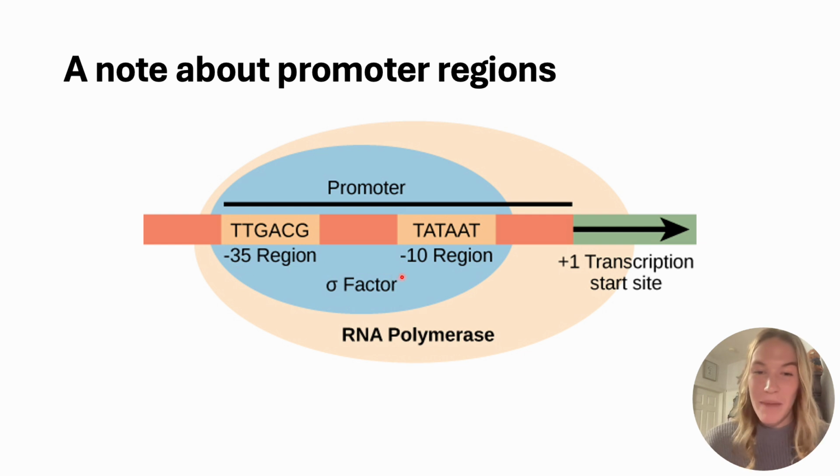And then we also have a -10 region. So that is, starting from the transcription site, back 10 nucleotides, we find this region, which is an AT-rich region. And this varies in prokaryotes and eukaryotes. So don't worry so much about the -35 and the -10. Don't worry about the actual sequences of these consensus sequences. But understand this is what RNA polymerase is looking for. It's looking for these consensus sequences, which we as humans have called the promoter region.